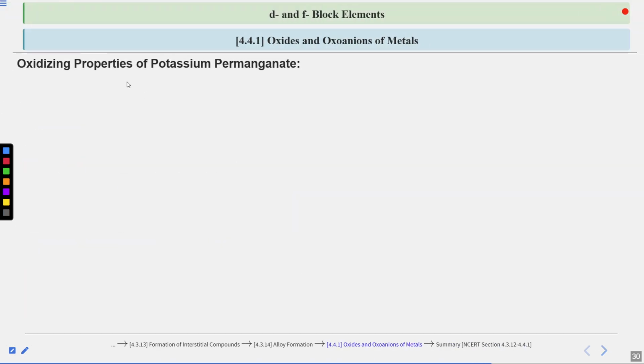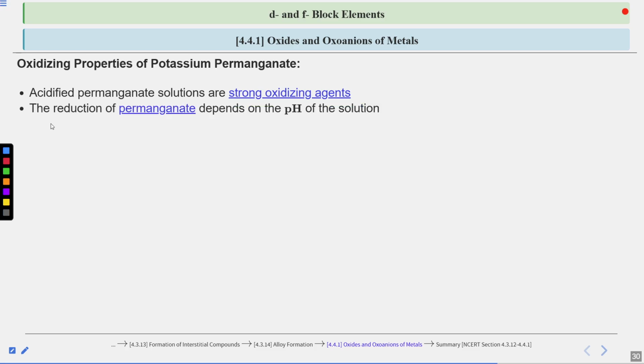Some oxidizing properties of potassium permanganate. It is acidified permanganate solutions that are strong oxidizing agents. The reduction of permanganate depends upon the solution's pH.